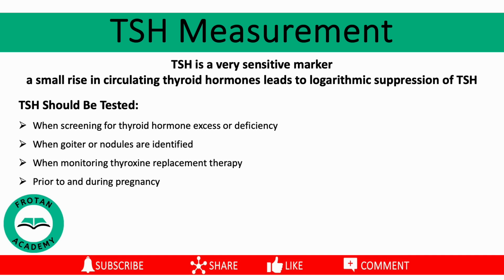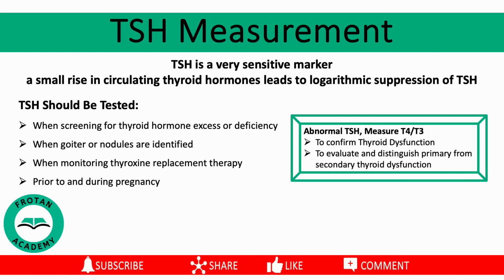TSH should be tested when screening for thyroid hormone excess or deficiency based on symptoms or risk factors, when goiter or thyroid nodules are identified, when monitoring uncomplicated thyroxine replacement therapy, and prior to and early in the first trimester of pregnancy in women treated with levothyroxine or those with risk factors for thyroid dysfunction. If TSH level is abnormal, FT4 and/or FT3 should be added not only to confirm thyroid dysfunction, but also to evaluate and distinguish primary from secondary thyroid dysfunction.